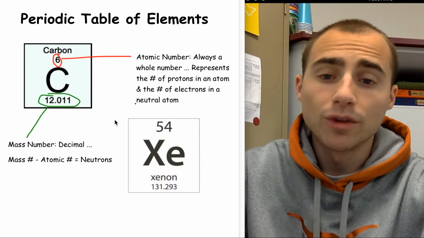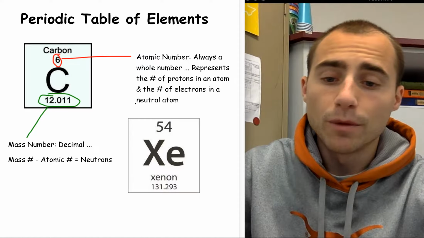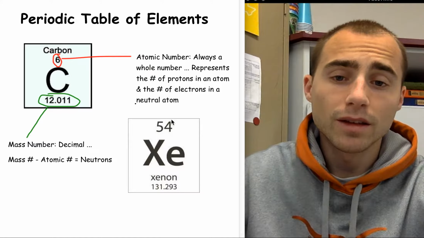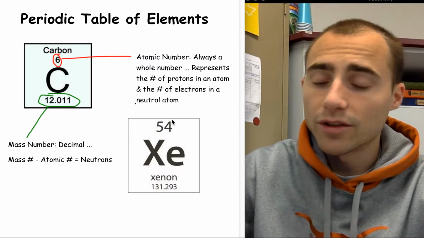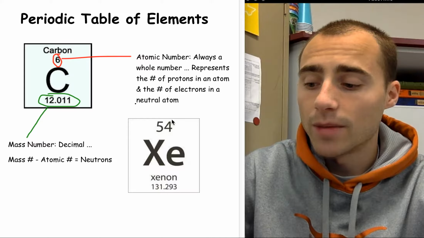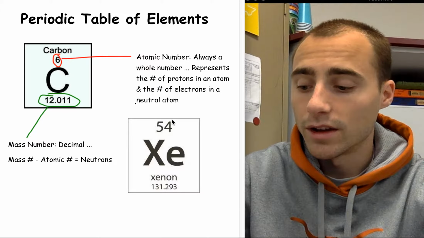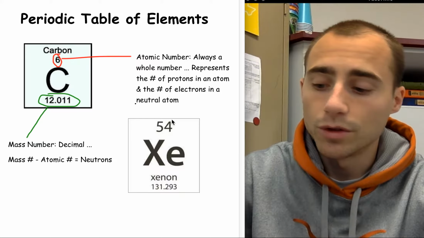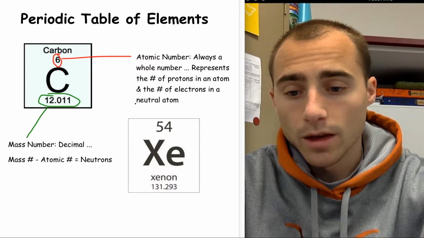Let's look at xenon, and I want you to kind of do this yourself before I do it. So pause the video, identify how many protons are in xenon, how many electrons are in xenon, and how many neutrons are in xenon using the atomic number and the mass number, and then I will do the same. So hopefully you did that.